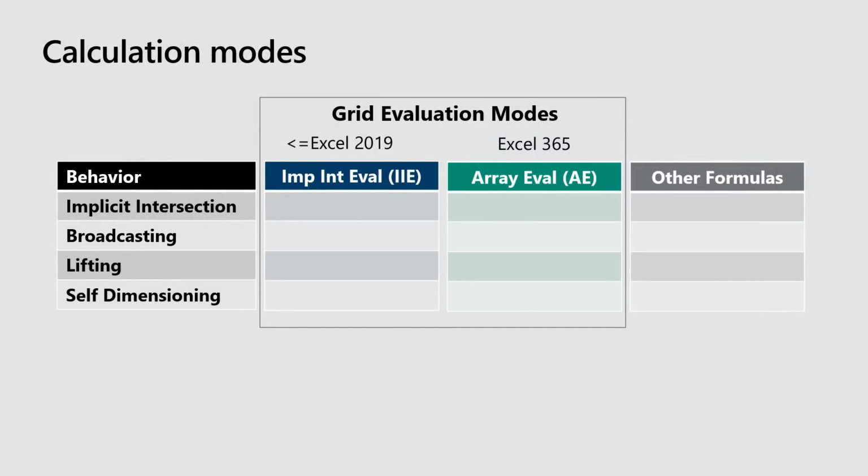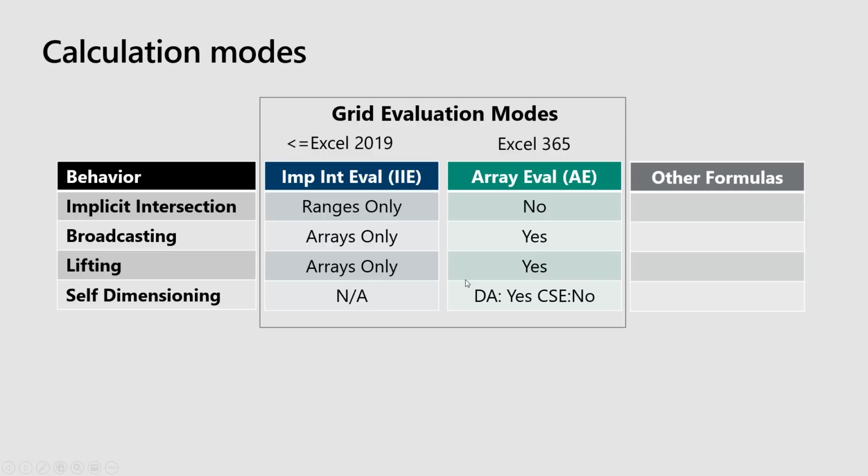So this is kind of the summary slide. In old Excel, we had implicitly intersecting evaluation, which implicitly intersected ranges only, not arrays, only ranges. It broadcast arrays and it lifted arrays, and they were not self-dimensioning. With array eval, which is coming, and which is the behavior for CSE, no implicit intersection. Implicit intersection doesn't exist. Everything is broadcast, ranges or arrays, and we lift everything, ranges or arrays. And then the self-dimensioning for dynamic arrays, yes, and for CSE, no. They just stay the size.